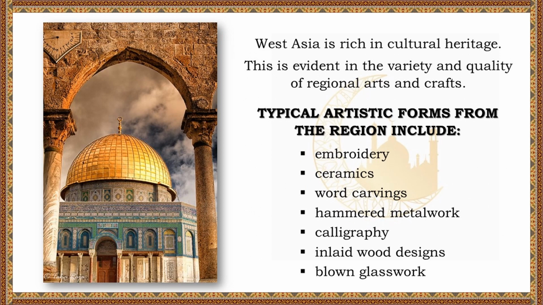West Asia is rich in cultural heritage. This is evident in the variety and quality of regional arts and crafts. These are their typical artistic forms from their region: embroidery, ceramics, wood carvings, hammered metalwork, calligraphy, inlaid wood designs, blown glassworks. And here are some of the examples.